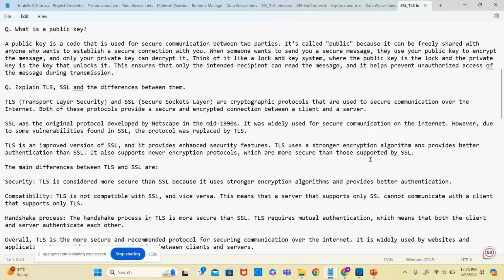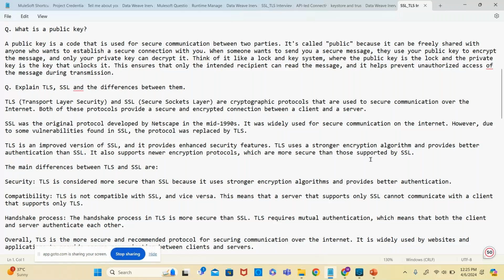Okay, both are cryptographic protocols. What are cryptographic protocols? They are used to encrypt and decrypt and secure the communication over the internet. Both of these protocols provide a secure and encrypted connection between a client and server. But SSL is less secure, TLS is more advanced and more secure. That's it.